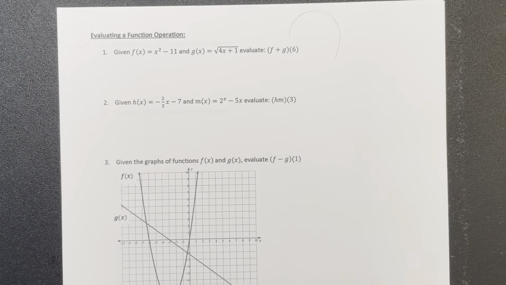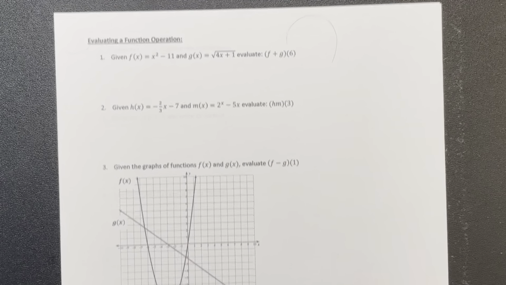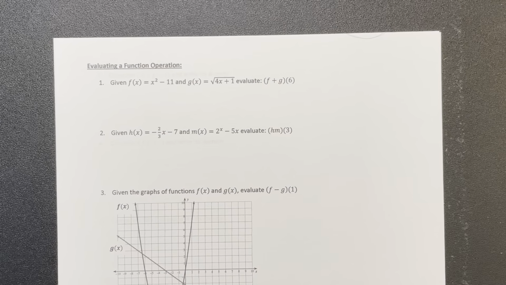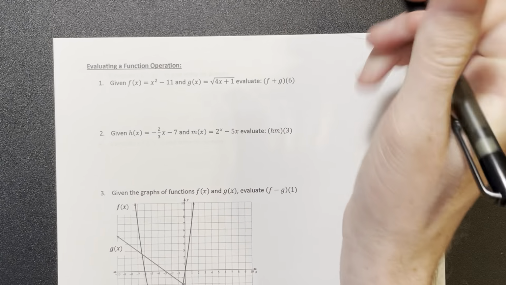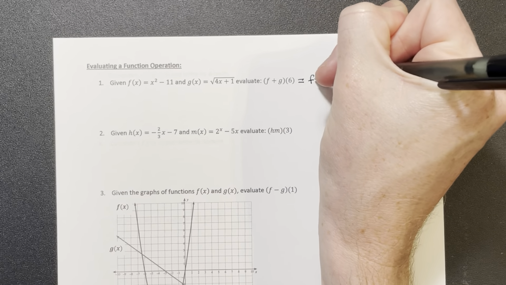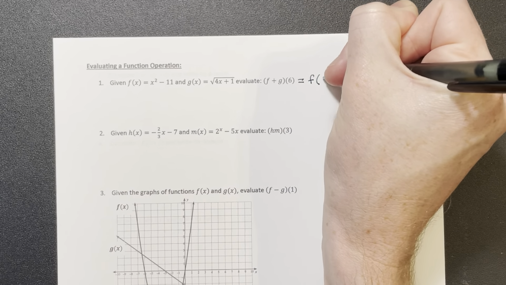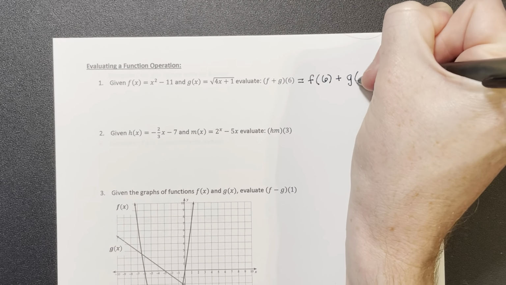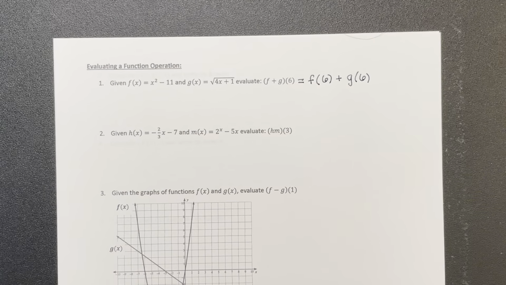On the second page, we're going to see these evaluating parts. So I'm going to evaluate the function f and g, and it says f plus g of 6. So just remember what this meant. f plus g of x was just f of x plus g of x. So we're doing f of 6 plus g of 6. So we're just going to evaluate separately and then combine. So let's determine what those are.